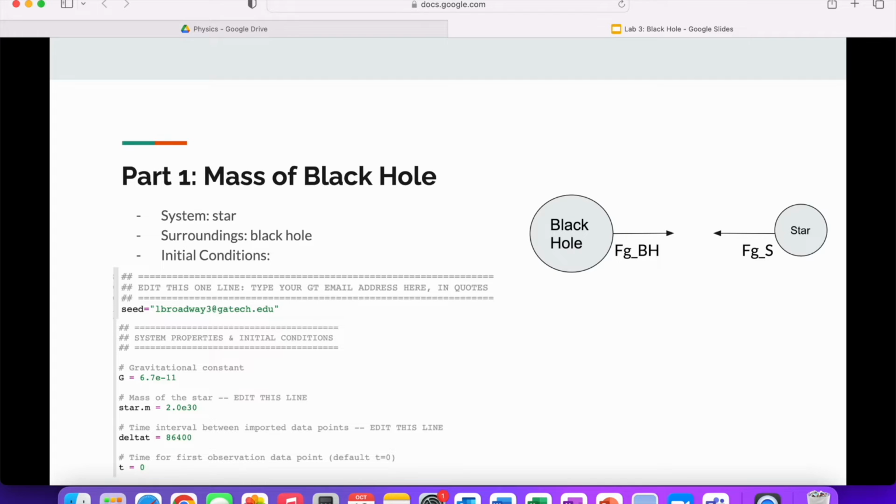So the first part is the mass of the black hole. The system is the star and the surroundings are the black hole. The initial conditions are the mass of the star that was given to us in the lab instructions and delta T, which I found by the number of seconds in a day. And then on the right, you can see a free body diagram of the black hole and the star and the forces acting between the two, which are the force of gravity, which are equal and opposite.